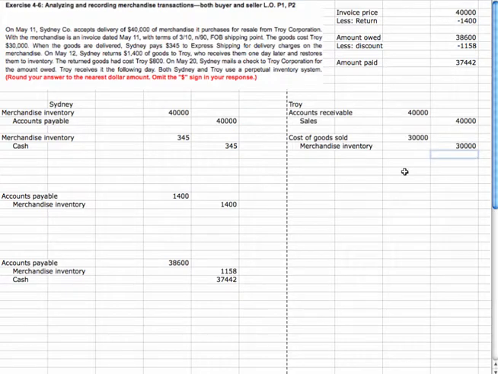Now, remember that $345 for express shipping? We do not need to recognize the $345 because Troy did not charge that to Sydney. The shipping company did. So that $345 that Sydney had to recognize is not part of Troy's responsibility. Therefore, we're not going to make that journal entry for us, because nothing happened to us.